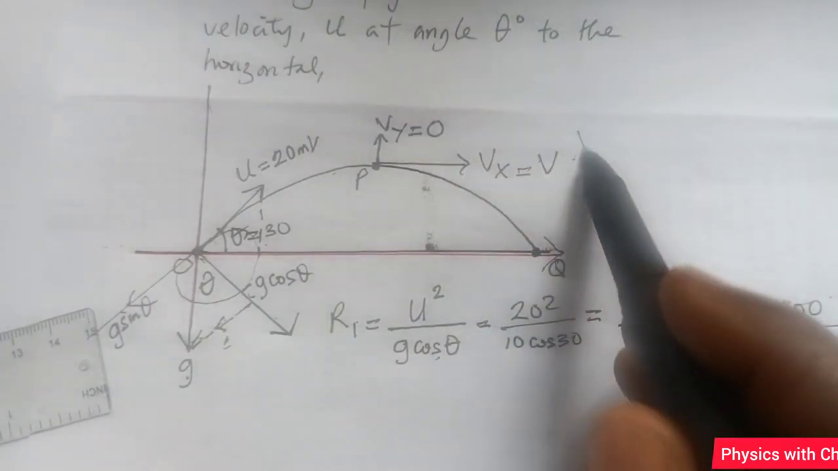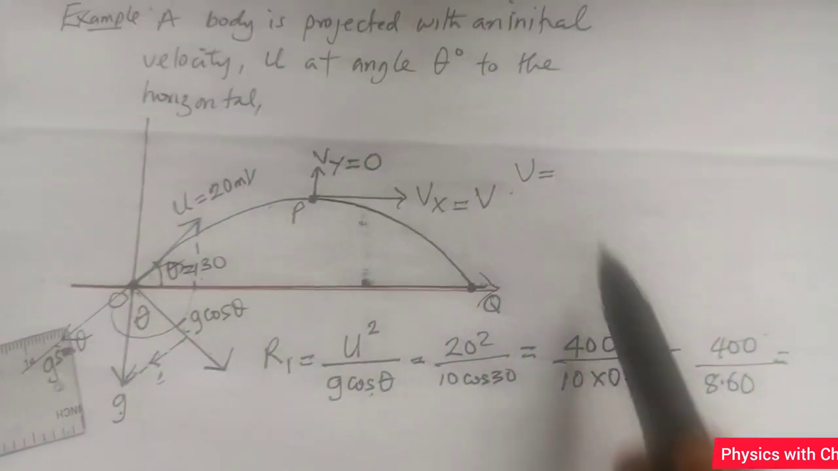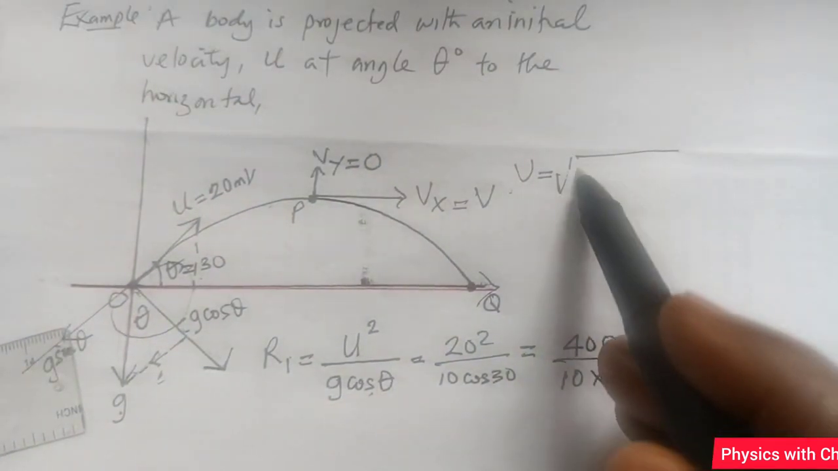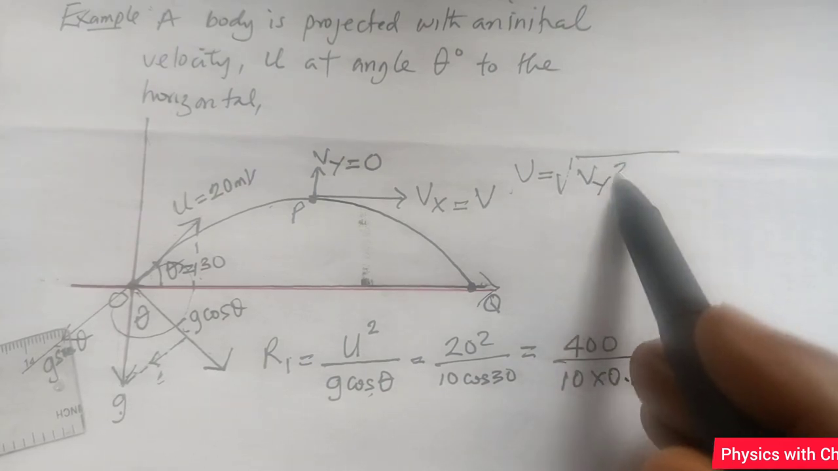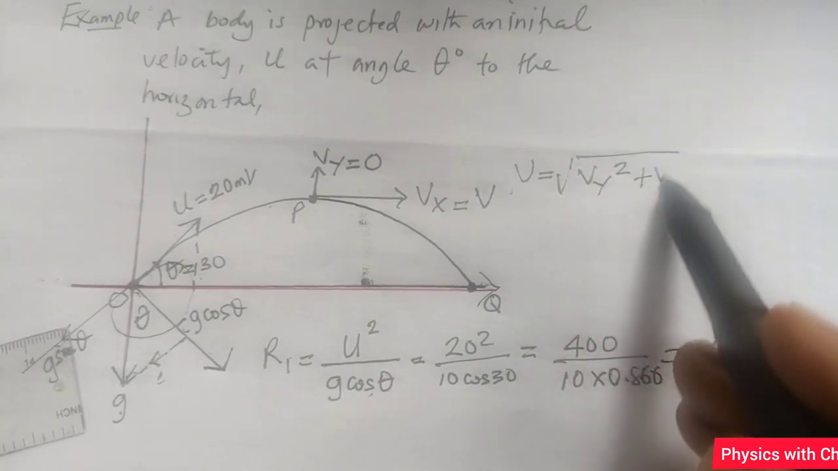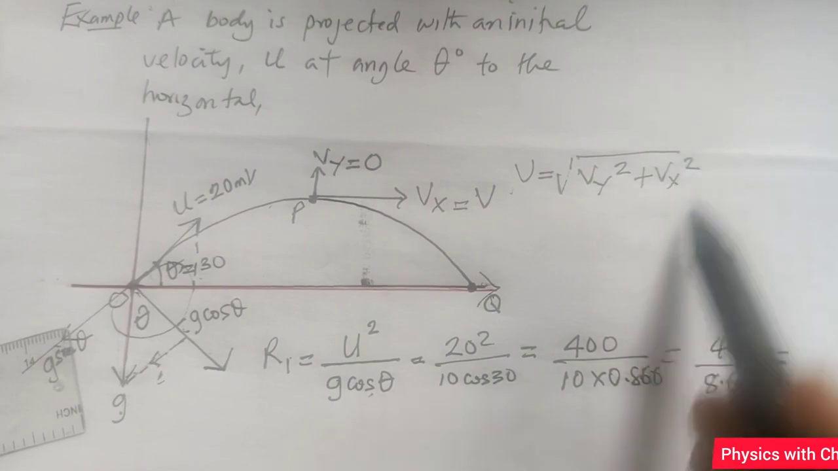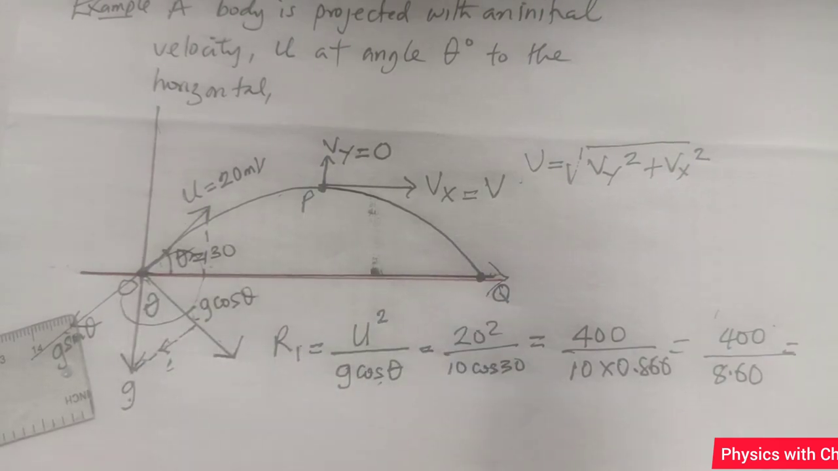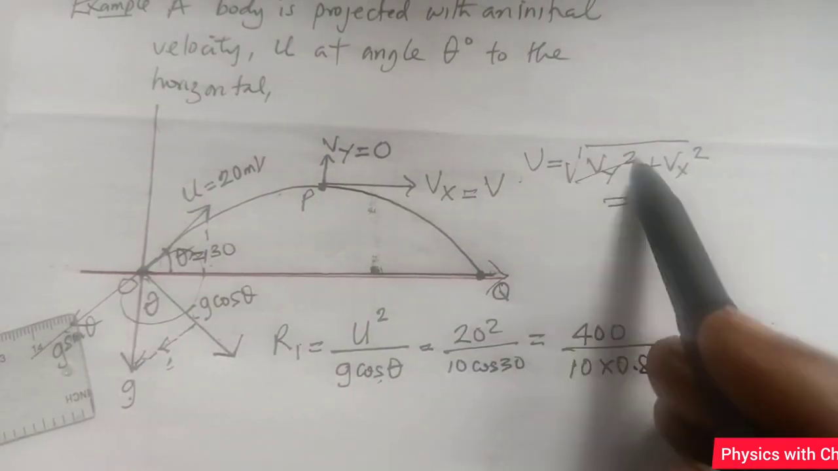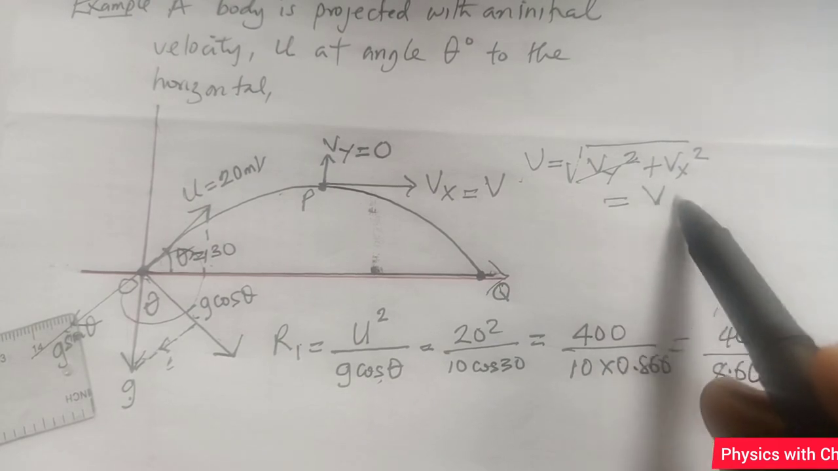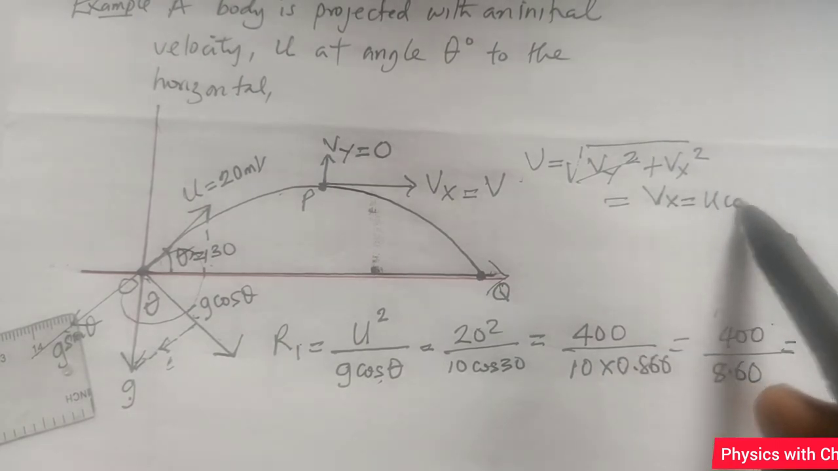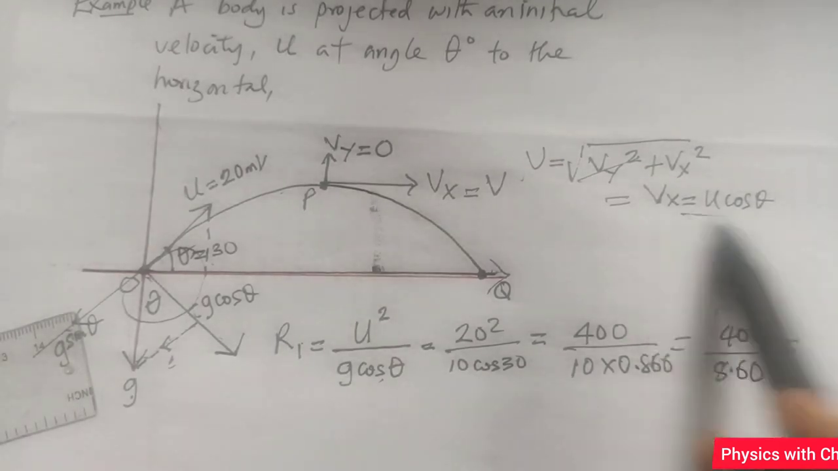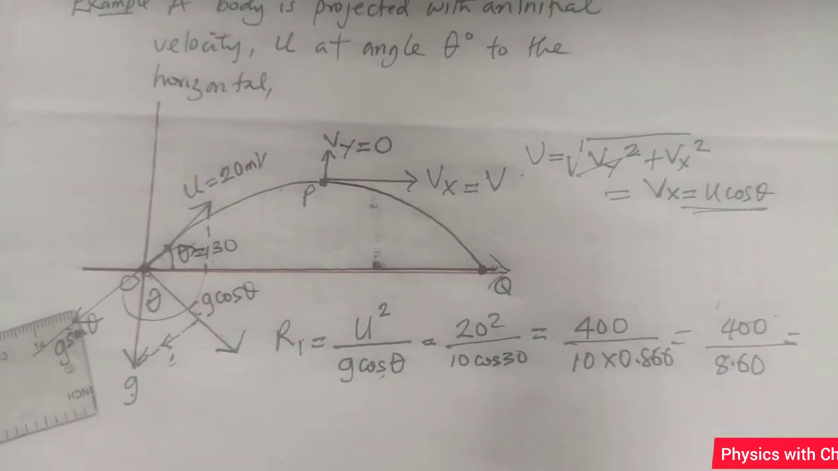Because the resultant velocity at any point on the curve is supposed to be the square root of the sum of the squares of the two velocities, the Vy component squared and the Vx component squared. That's supposed to be the resultant velocity at any point on this path. Okay, so that will give you, since this is zero, that v becomes equal to vx, which is u cos theta. Okay, now let's bear that in mind because we're going to make reference to it later.